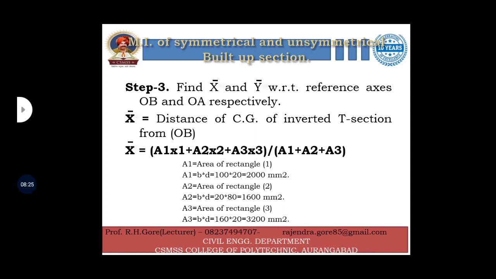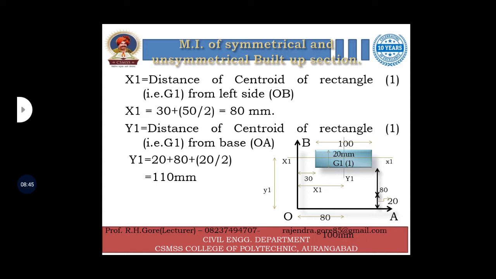एरिया A2 इज एरिया ऑफ रेक्टँगल 2 म्हणजेच वेब. विड्थ आहे 20 आणि डेप्थ आहे 80, सो 1600 mm². अँड A3 इज एरिया ऑफ रेक्टँगल 3 म्हणजेच बॉटम फ्लेंज. 160 into 20 इज 3200 mm². So let's start from the first rectangle with reference to OB and OA axis.